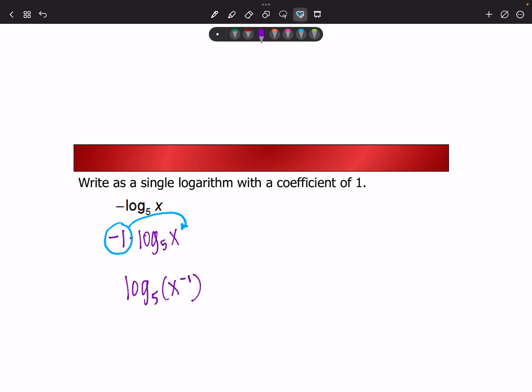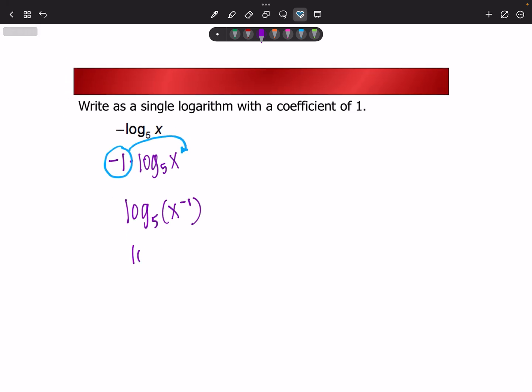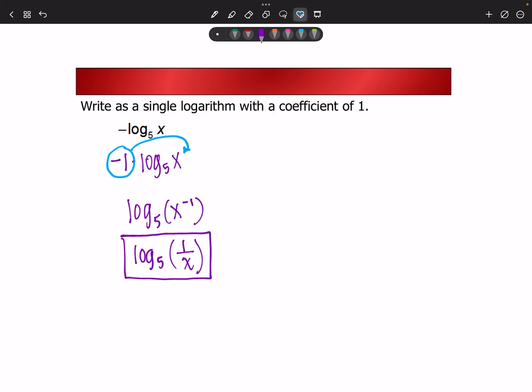X to the -1 is 1 over x. We always write our negative exponents with positive exponents. So we change that negative exponent by bringing it down to the denominator, and we get 1 over x. So we have log base 5 of 1 over x. Okay.